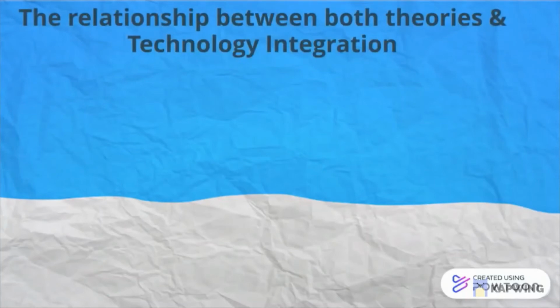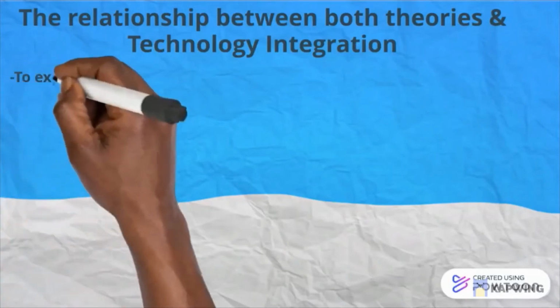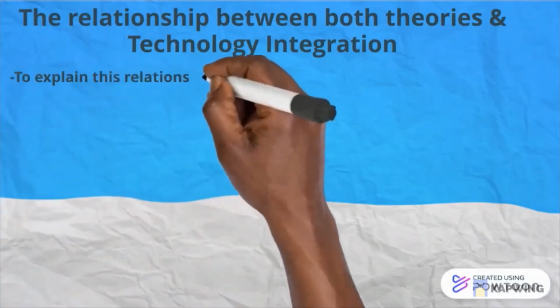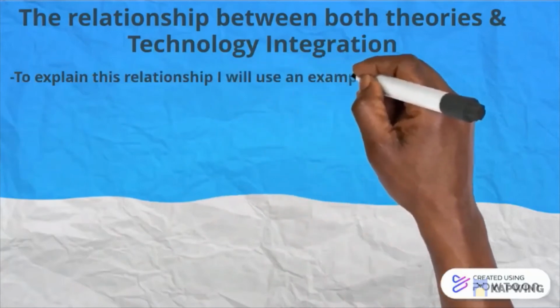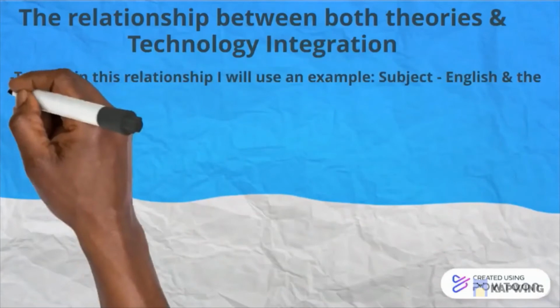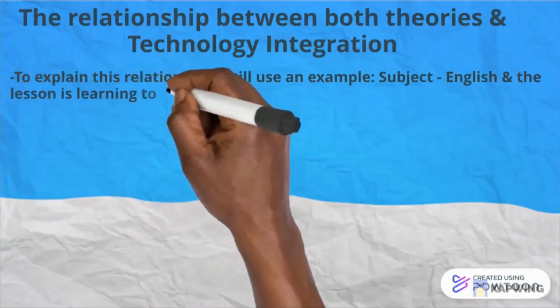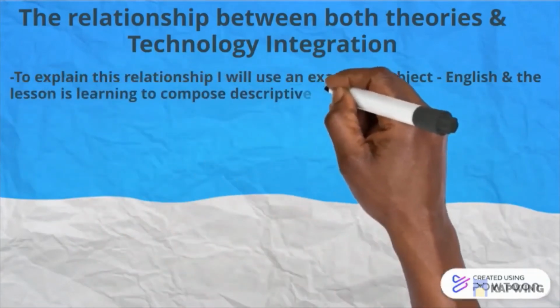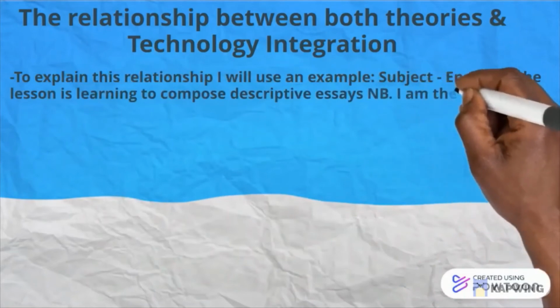So, what do constructivist and engagement theory have to do with technology integration? To help explain this, I've decided to use an example. So, the subject is English, and the lesson is learning to compose descriptive essays. Please note, I am the teacher, and I will be using technology along with constructivist strategies.